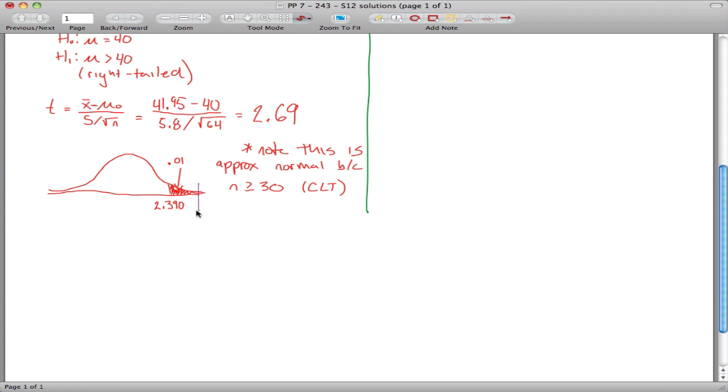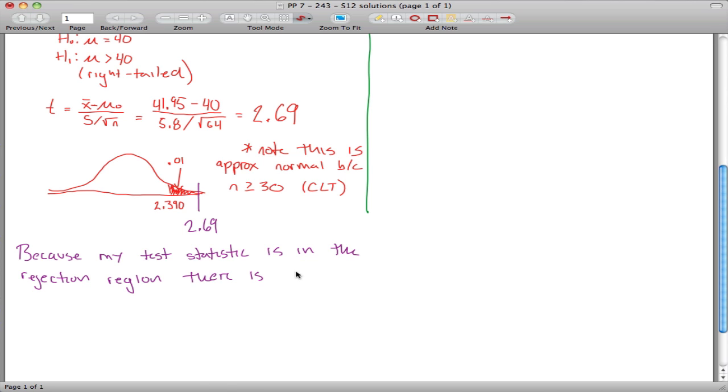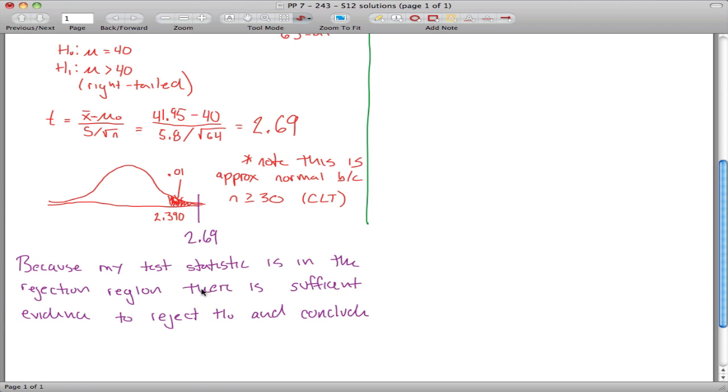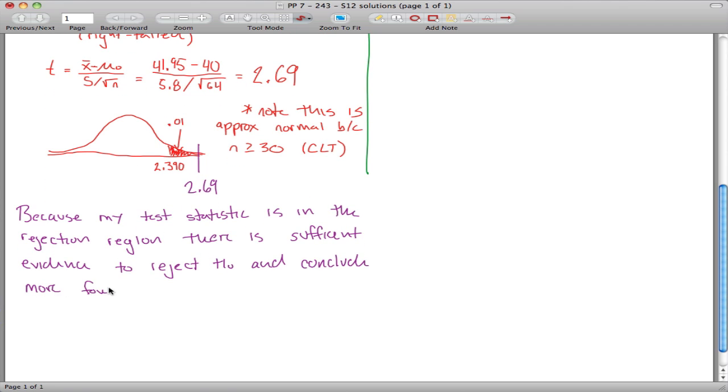My test statistic here, this 2.69, is greater than this 2.390. In other words, it's in the rejection region. So I can therefore conclude, maybe I'll say something like, because my test statistic is in the rejection region, there is sufficient evidence to reject the null hypothesis and conclude more fouls are called in playoff games.